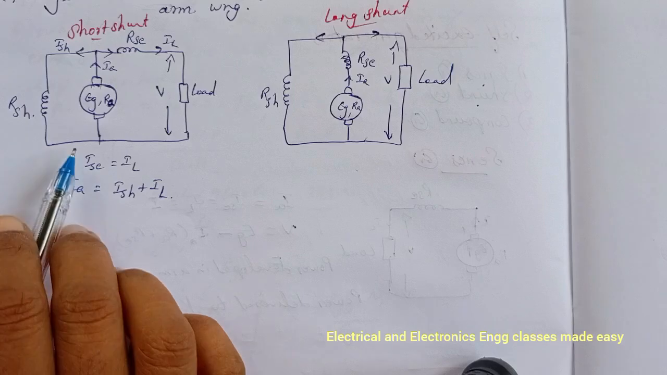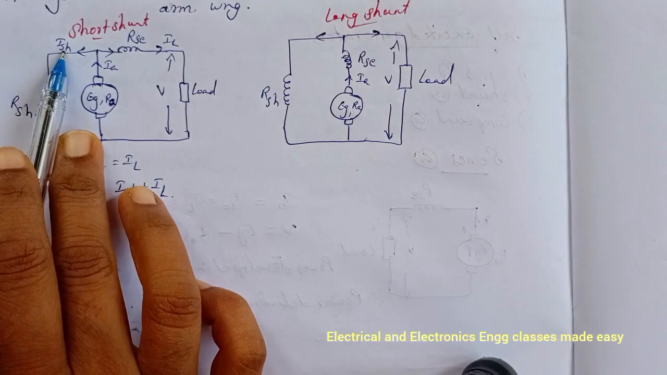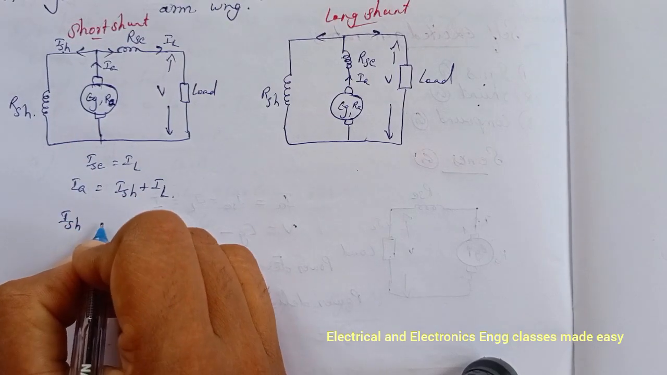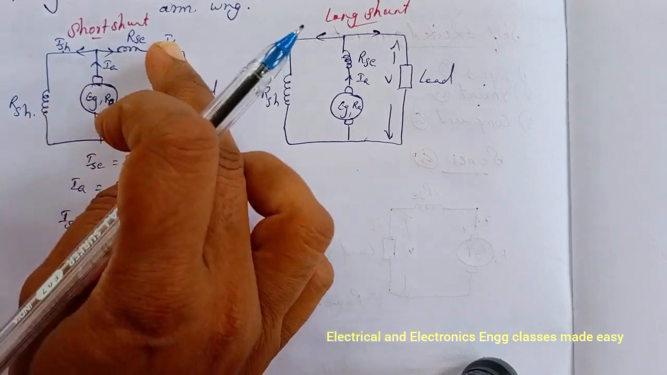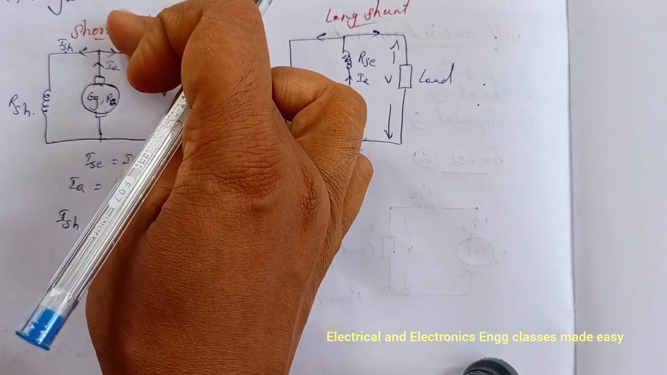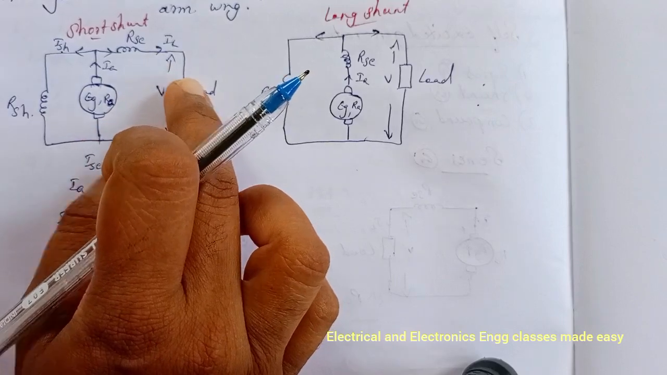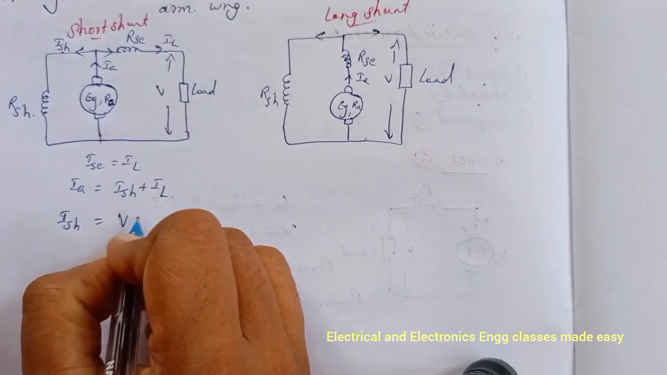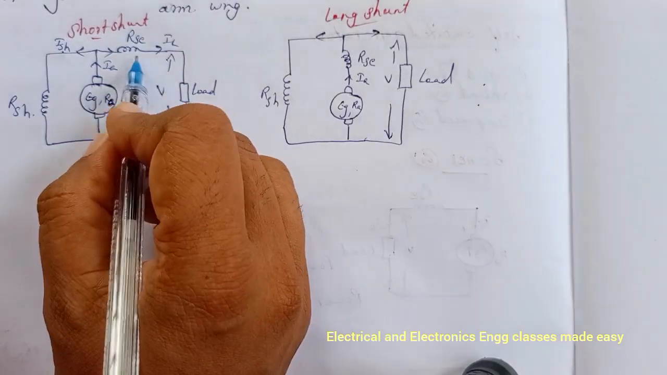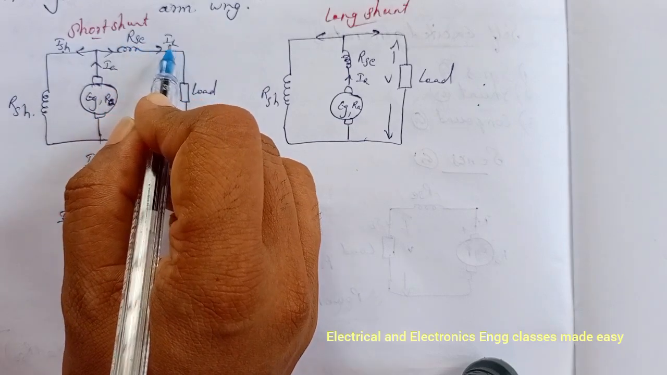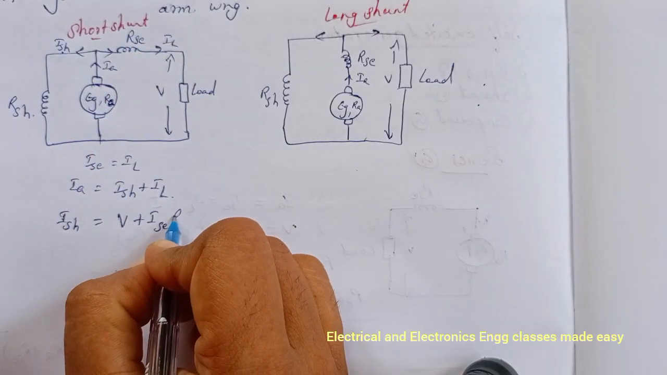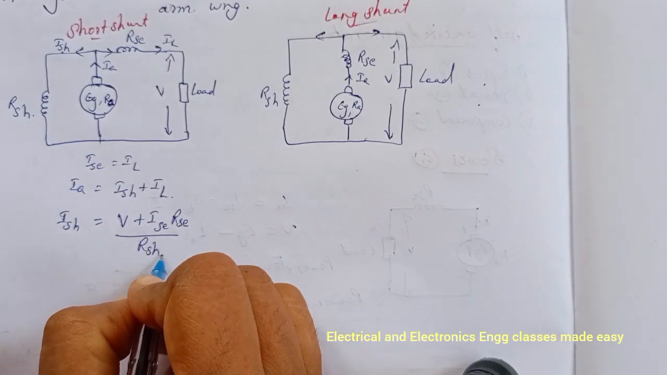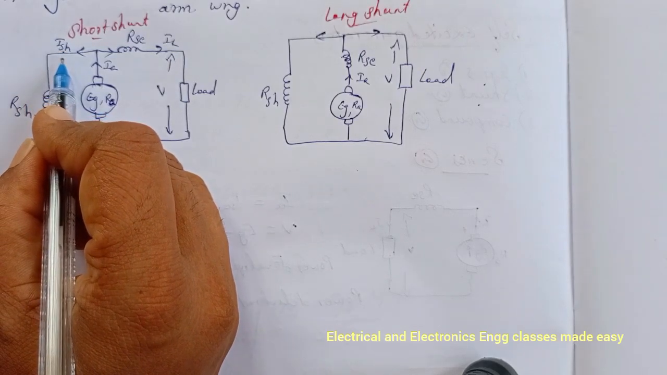and we can write the shunt field current ISH equal to this voltage, and that is equal to terminal voltage V plus the voltage drop in the series field. So V plus, either you can write ISC RSC or IL RSC. So ISC into RSC divided by RSH is the shunt field current.